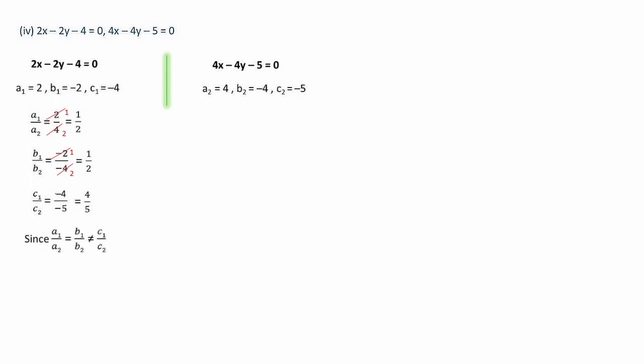Here when we check, a1 by a2 and b1 by b2 are the same, but that is not equal to c1 by c2. That means we can say that there is no solution. If there is no solution, the system is inconsistent. If it is inconsistent, we need not draw the graph.